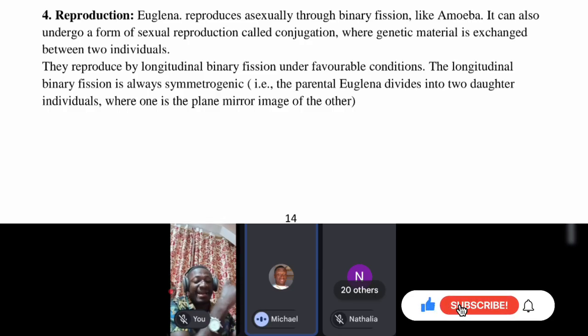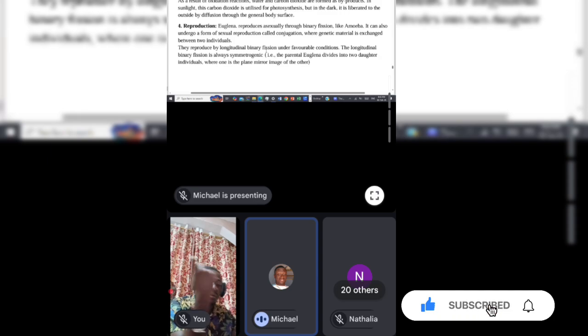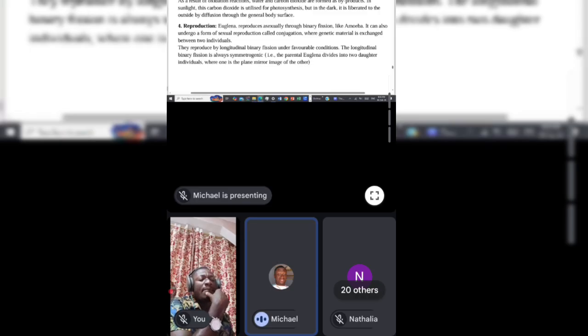Conjugation is sexual, whereby two Euglena will come together, then we can form four different Euglena. They reproduce by longitudinal binary fission, meaning they are divided along their length, from top to down, not transverse. That is their longest side. So they are divided from top to bottom, and a new flagellum will be formed. The longitudinal binary fission is also symmetrogenic, which means it gives them a symmetry that produces two daughters that look alike.